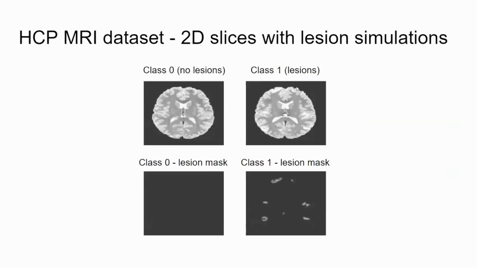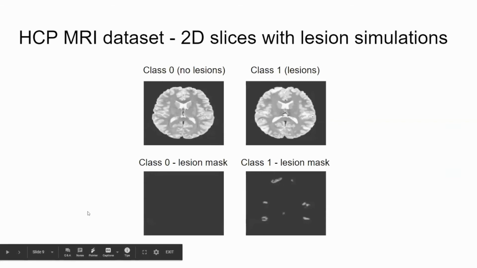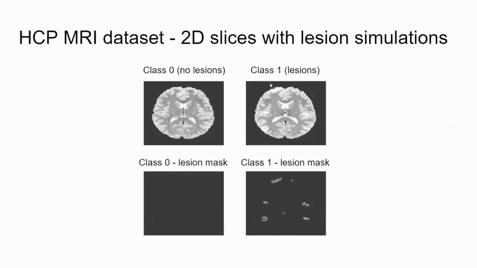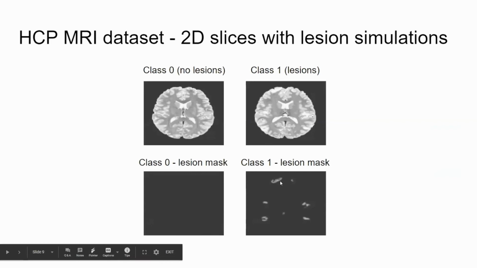So moving forward to some preliminary results. At the beginning, we're using simulations on an MRI data set. These are two slices with constrained lesions. Class 0 has no lesions. Class 1 has a lesion mask. Again, no lesions. Class 1 has lesions in 8 different locations, and this is indicated by our lesion mask here.